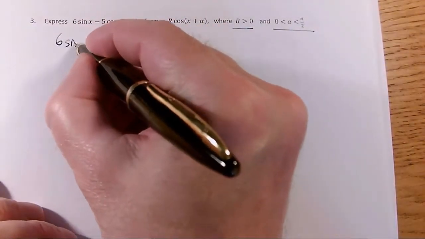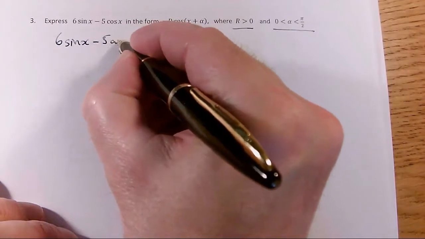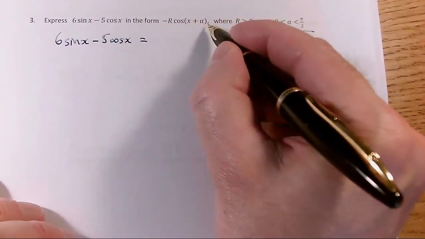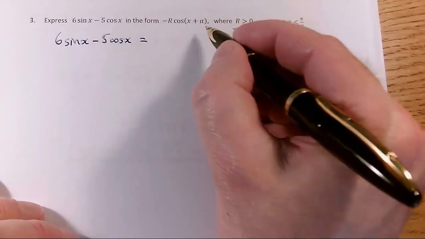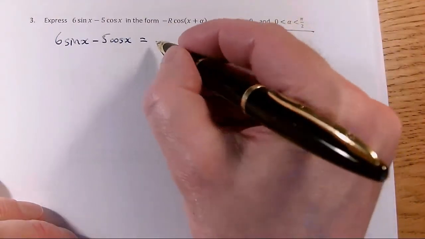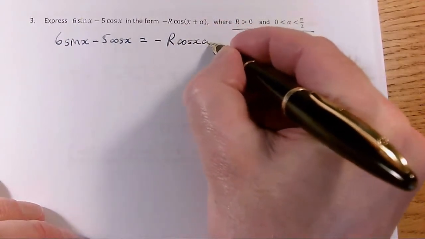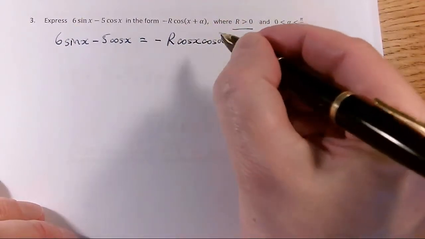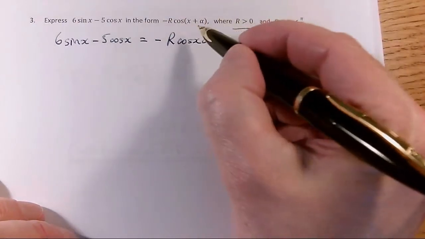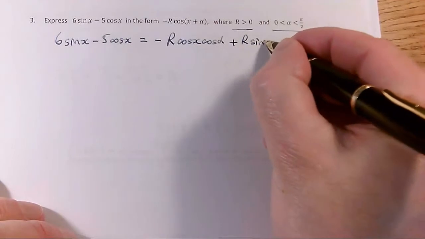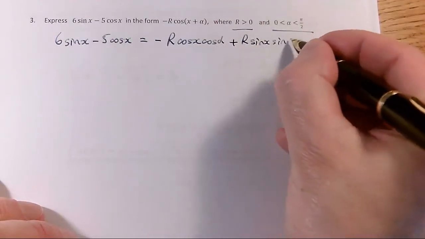We say that 6 sine x minus 5 cos x equals, I've got the expansion of cos of a plus b is cos a cos b minus sine a sine b, but I've got a minus r in front of it. So it's going to be minus r times cos x times cos of alpha. And then it's going to be minus r times minus sine x sine alpha. So that's plus r sine x sine alpha.